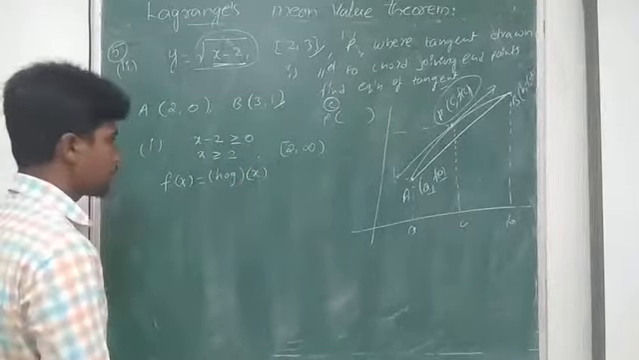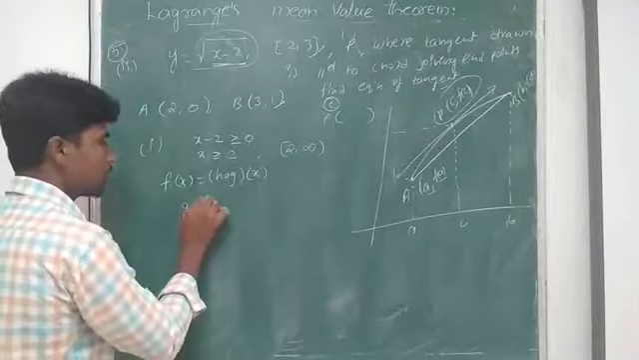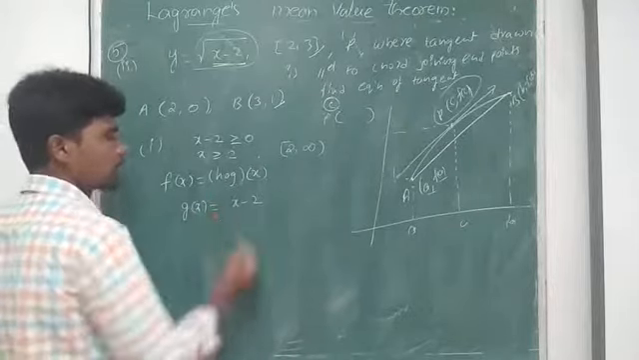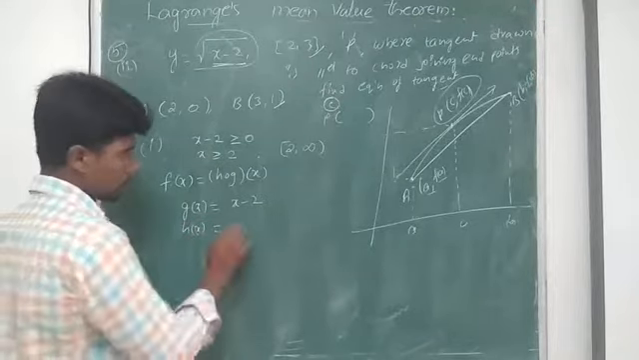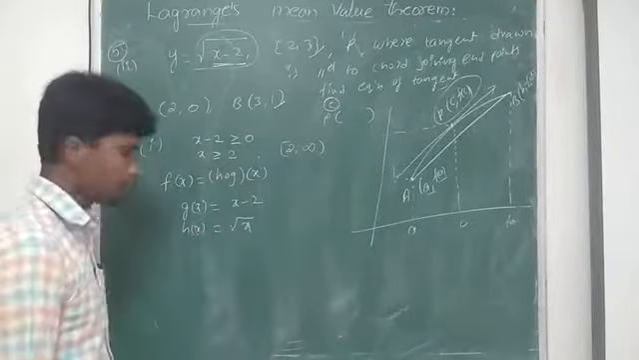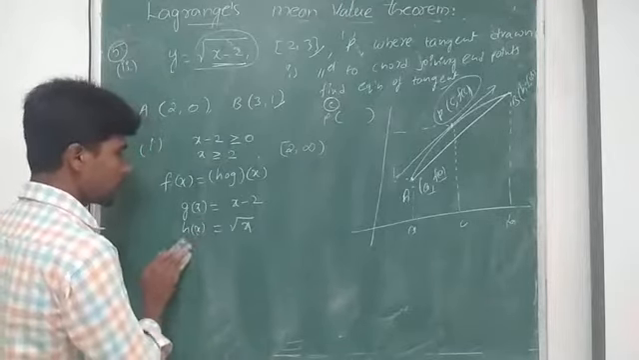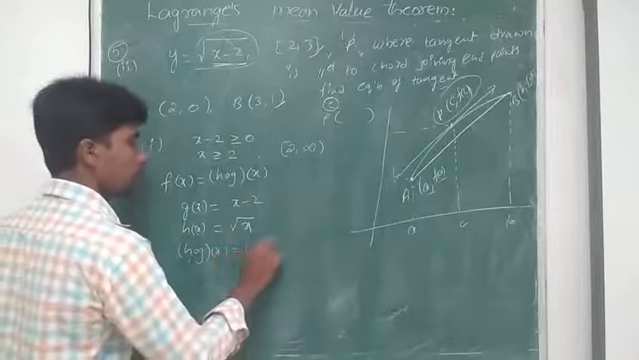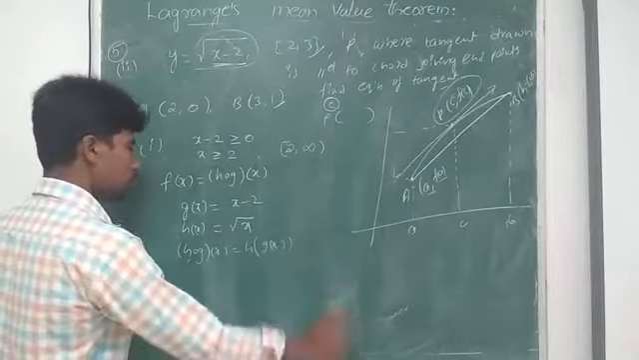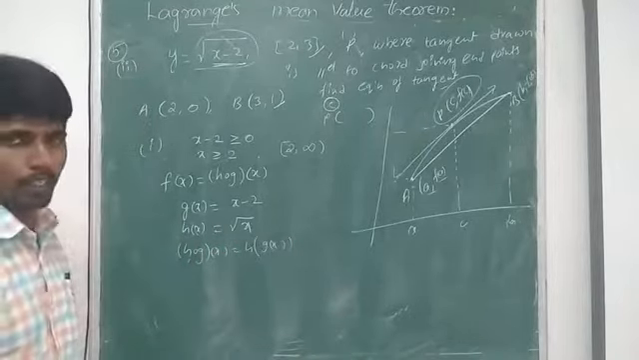So what does h circle g represent? The function g of x is x minus 2. h of x is root of x. So h circle g represents h of g of x.